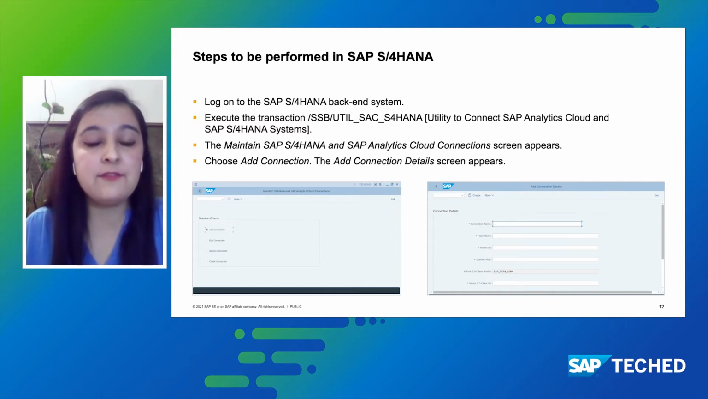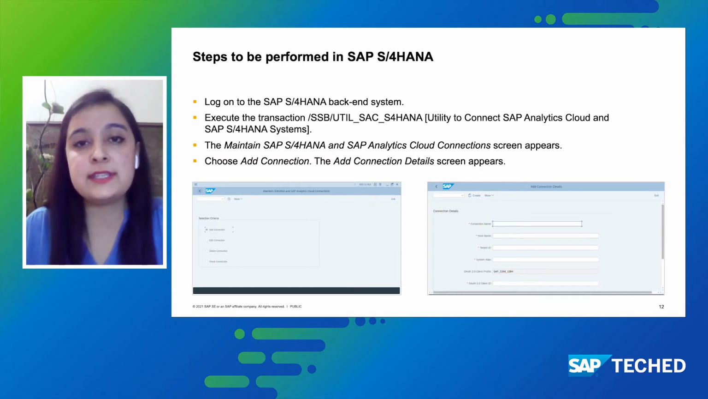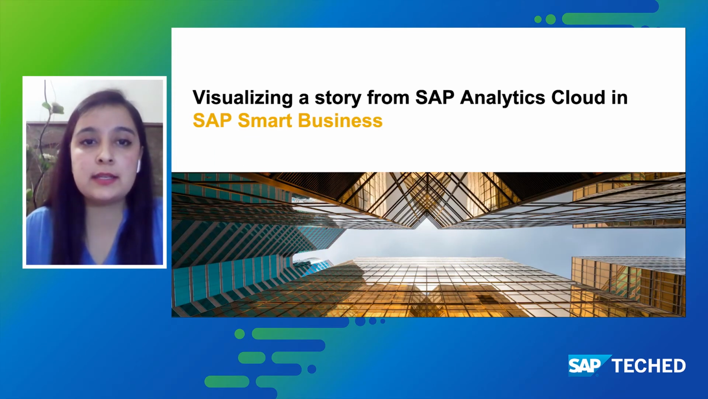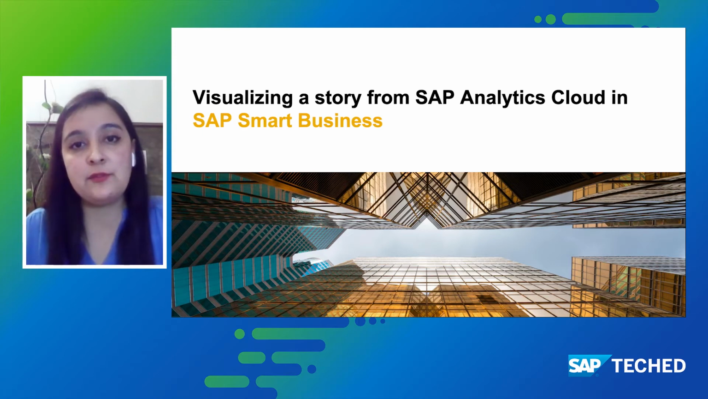As you can see, we have a few options like create a connection, edit connection, check the existing connection, or delete the connection. And the second picture that we see is about the add connection details screen, wherein you can give in the details which are required and create a new connection between your SAC tenant and your S4HANA system. Once my connection has been created, we will now be seeing how we can visualize our story in SAP Smart Business.